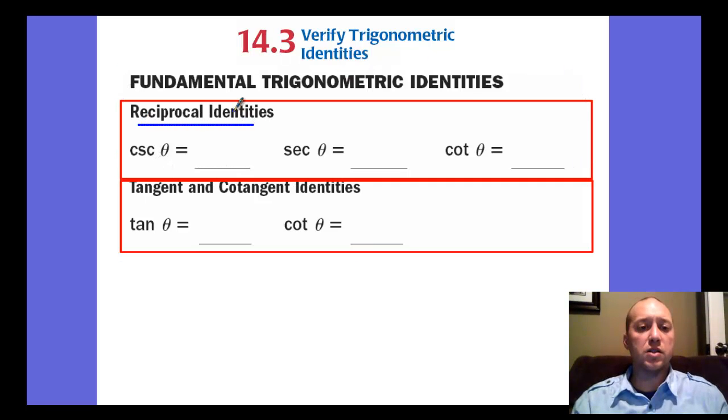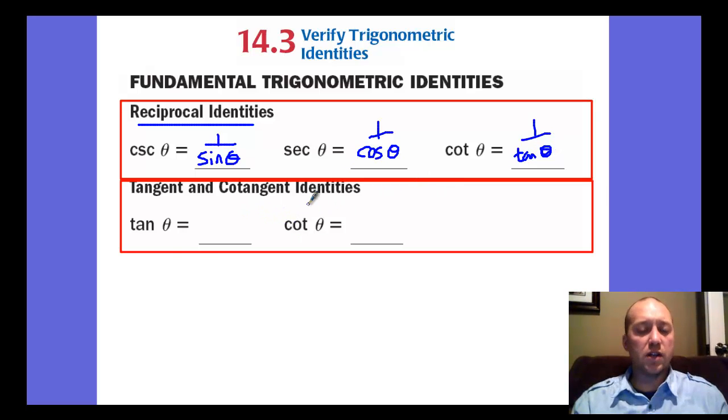Reciprocal identities. We've done that. Cosecant theta is 1 over sine theta. Secant is 1 over cosine theta. And the cotangent is 1 over tangent theta. So you should feel pretty comfortable with these.